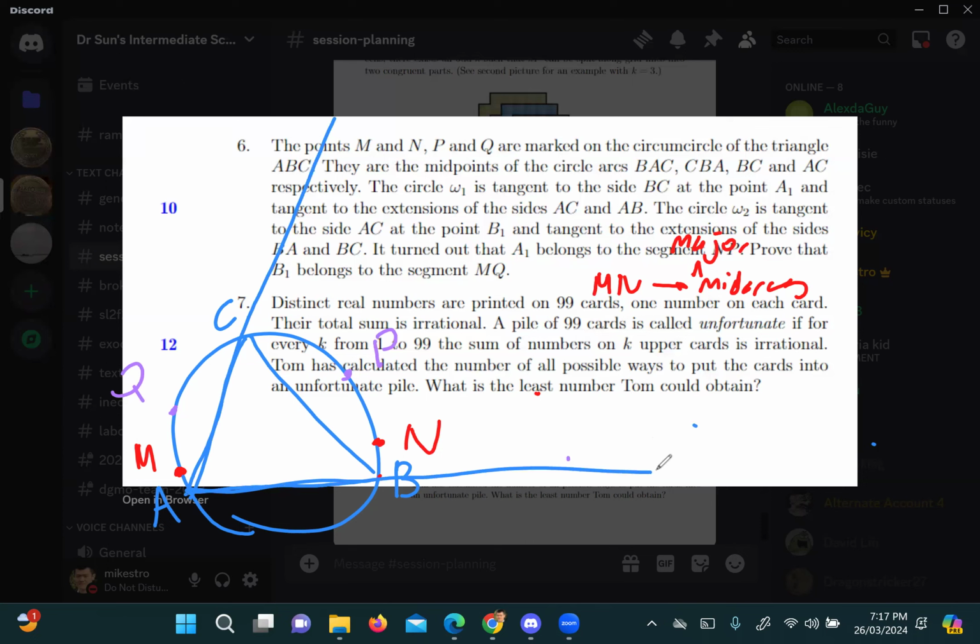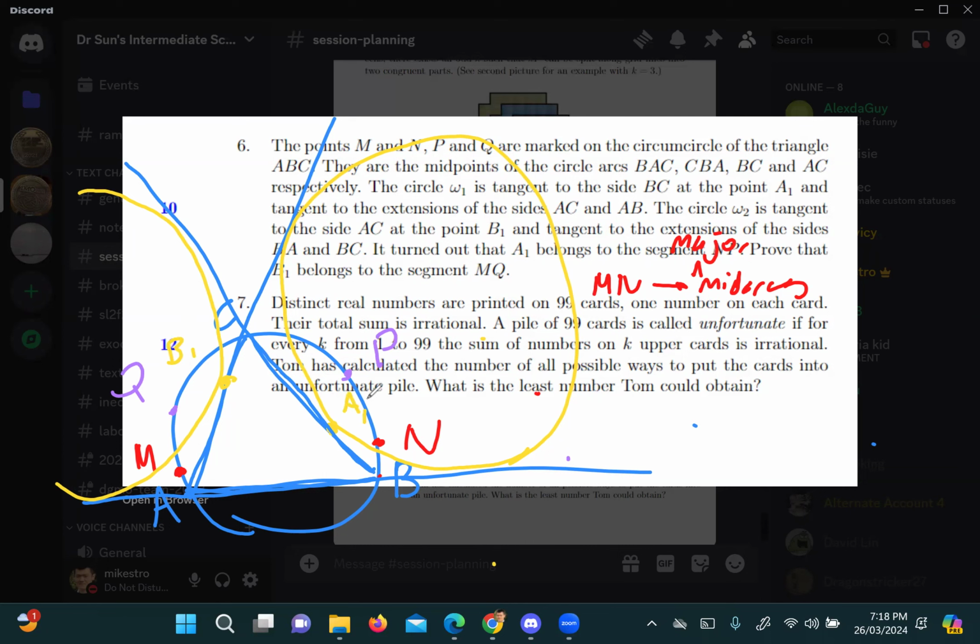We'll make this white. The only important thing is we only consider A1 here. And similarly we construct omega 2, which is the B-excircle, and it's tangent to AC. Okay, this is going to be annoying to draw. Never mind. It's going to be tangent to BC at B1. Let's move A1 over here.